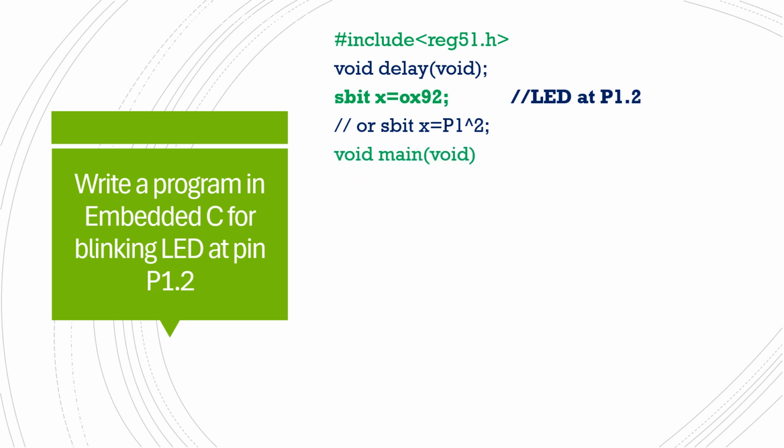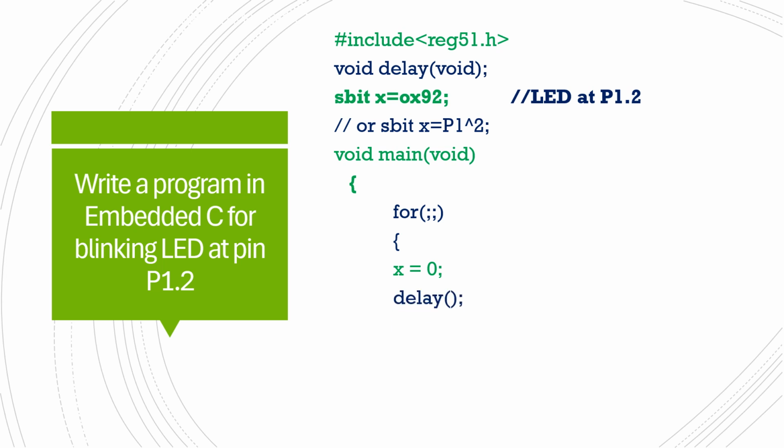We are starting the main program. void main(void), open braces. Then let us have an infinite for loop so that we have continuous on and off states. X = 0, so let our LED go off. We are writing 0 to pin P1.2 here.